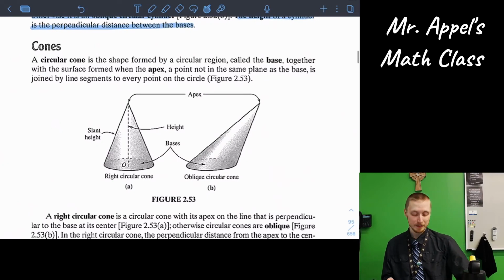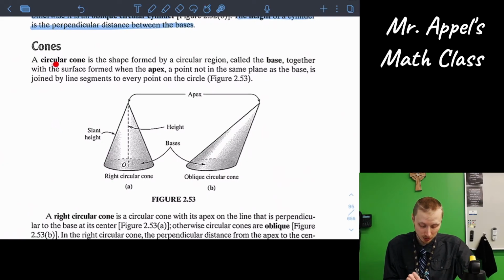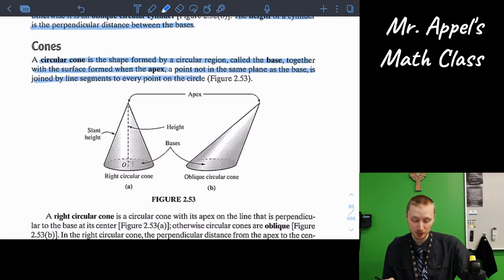And of course, we have the cone. A circular cone is a shape formed by a circular region called the base, together with the surface formed when the apex, which is a point not in the same plane as the base, is joined by line segments to every point on the circle.